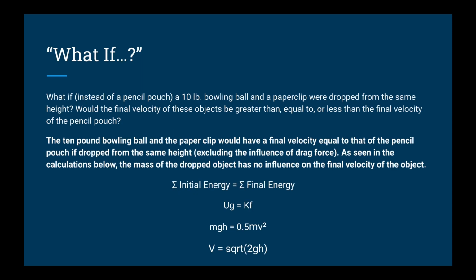What if? If you dropped a 10-pound bowling ball, a paper clip, and a pencil pouch next to each other, all three would have the same final velocity if they are dropped from the same height. As seen in the calculations below, the mass of the dropped object has no influence on the final velocity of the object. This is because when setting the initial gravitational potential energy equal to final kinetic energy, the mass cancels out and the value for the final velocity equals the square root of 2gh.